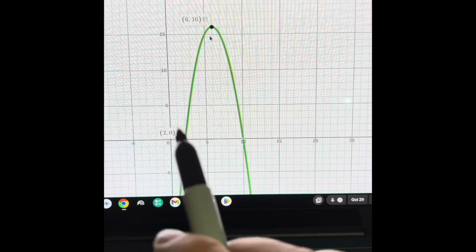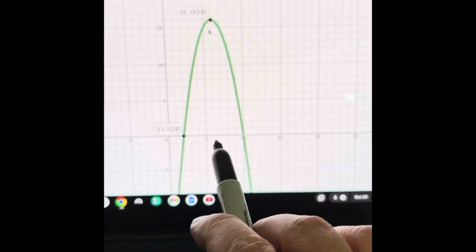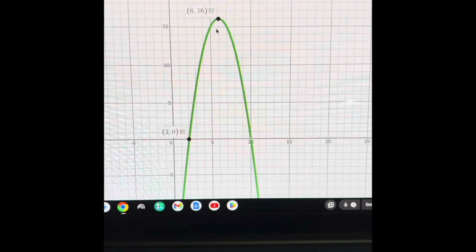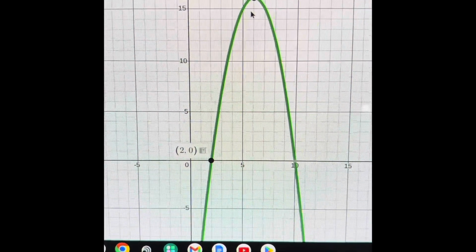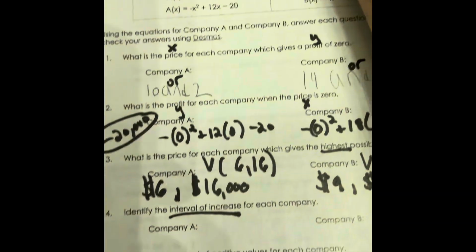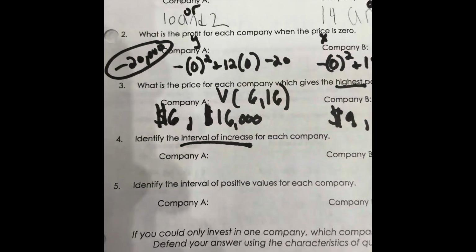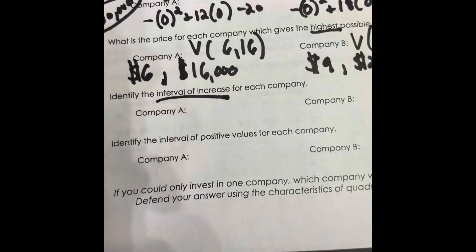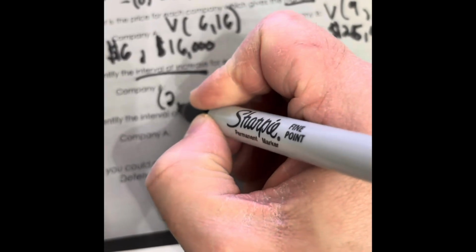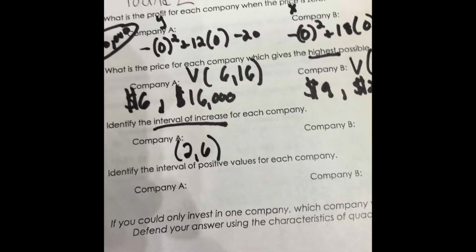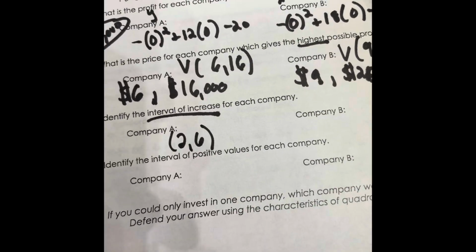So from what x value to what x value is this function going uphill? And you can see it right there on the screen. It's going from 2 to 6. So the interval of increase on this function is going to be from 2 to 6. Now again, we're not able to have that negativity there.